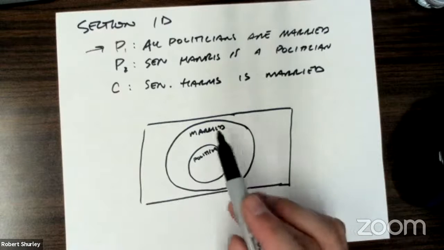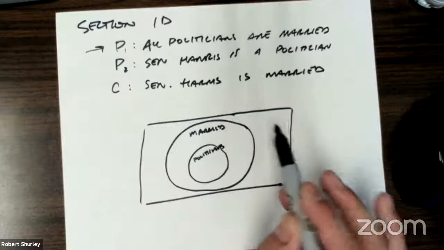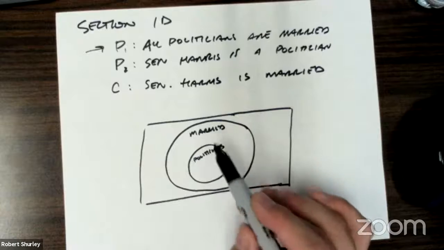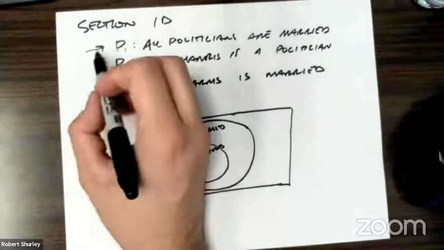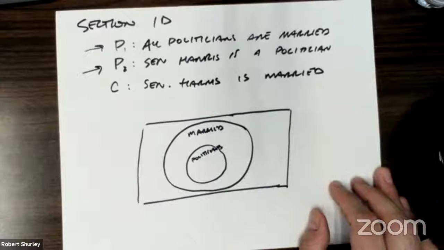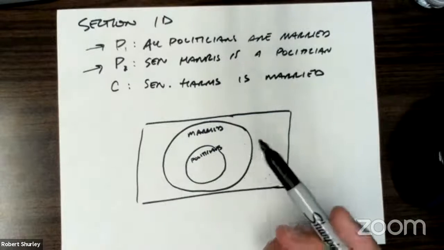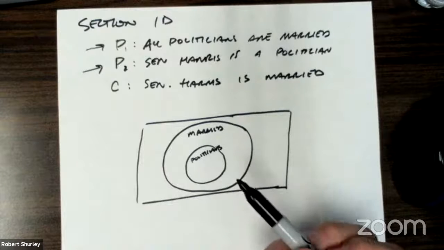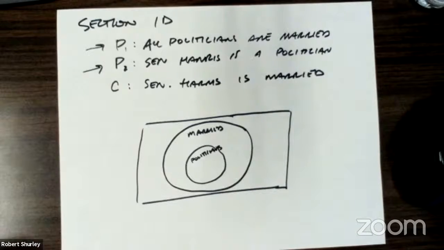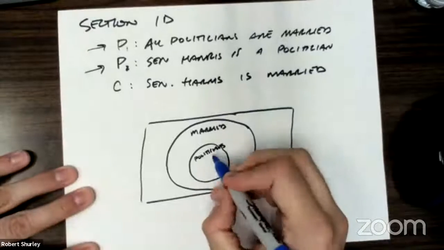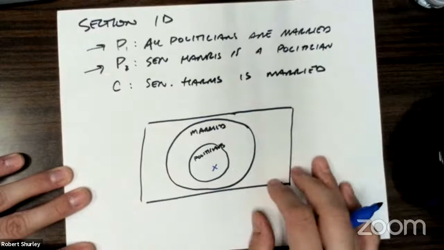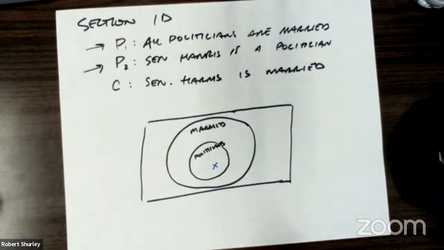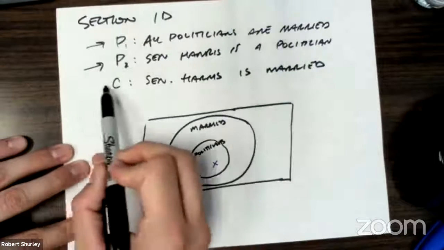Okay, so then we've got married, non-married, right? And then we've got politicians, non-politicians. And politicians have to be in this married bubble. Now, the second premise says that Senator Harris is a politician. Because it's a single person, you can either write a dot or an X. Your book uses an X, so we'll just use an X. We'll use a different color, we'll use blue. So we know that Senator Harris has to be right here because she's a politician, right? So therefore, the conclusion is that Senator Harris is married.